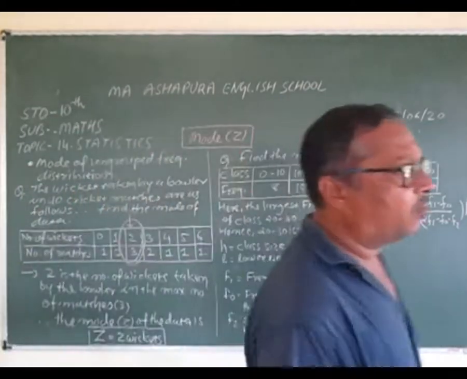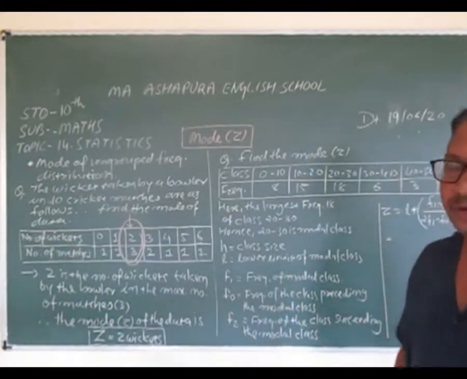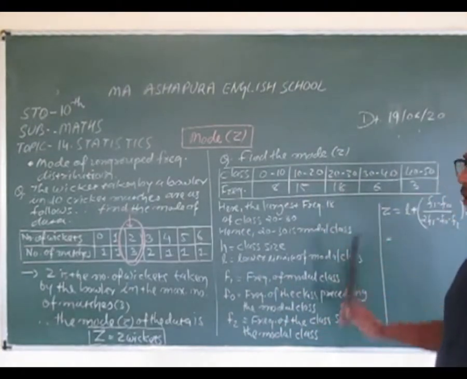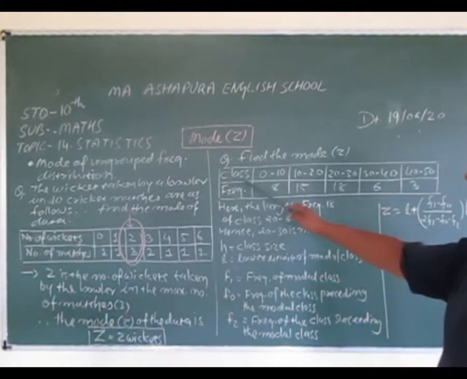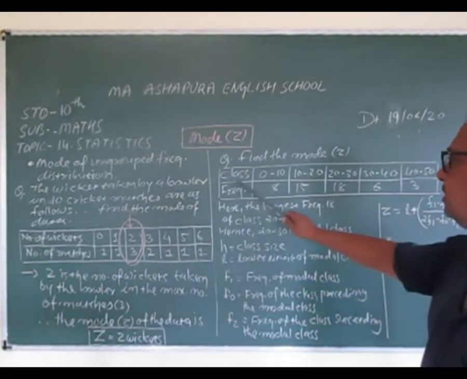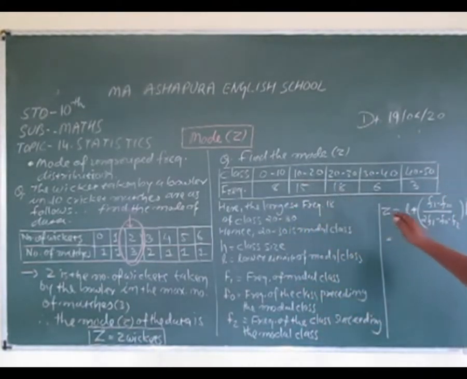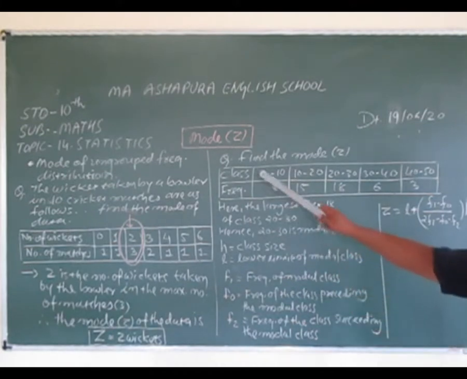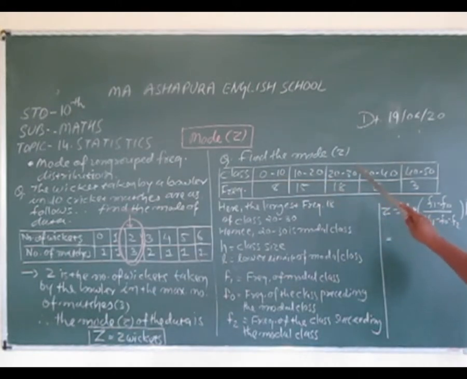Let's see question number 2 from the board or your exercise. Here we have class and frequency. We have 5 classes: 0 to 10, 10 to 20, 20 to 30, 30 to 40 and 40 to 50. The related frequencies are: 0 to 10 is 8, 10 to 20 is 15, 20 to 30 is 18, 30 to 40 is 6 and 40 to 50 is 3.